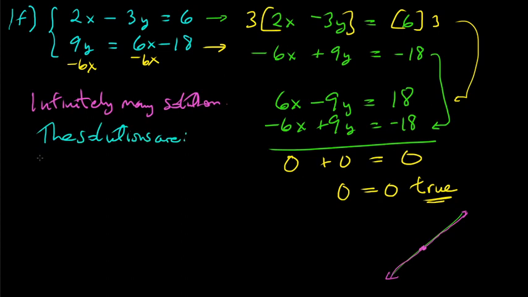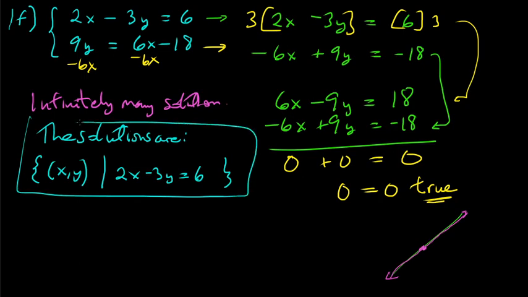Well, there's a couple ways of expressing this. The book might write it as the set of points x and y such that the equation is true. So we can use the bottom equation or the top equation because it's the same equation. 2x minus 3y equals 6. So use that. So that's fine. The way I like to do it is I like to express y in terms of x.